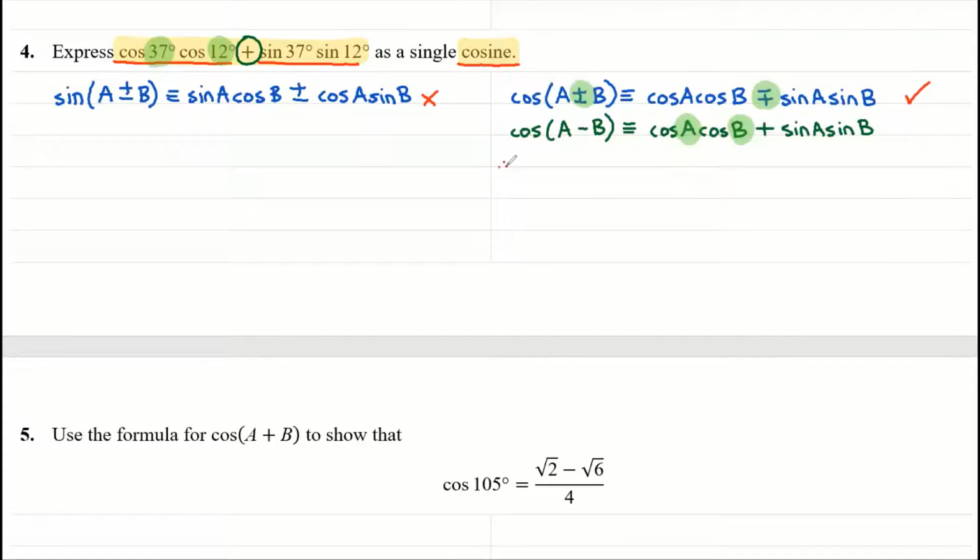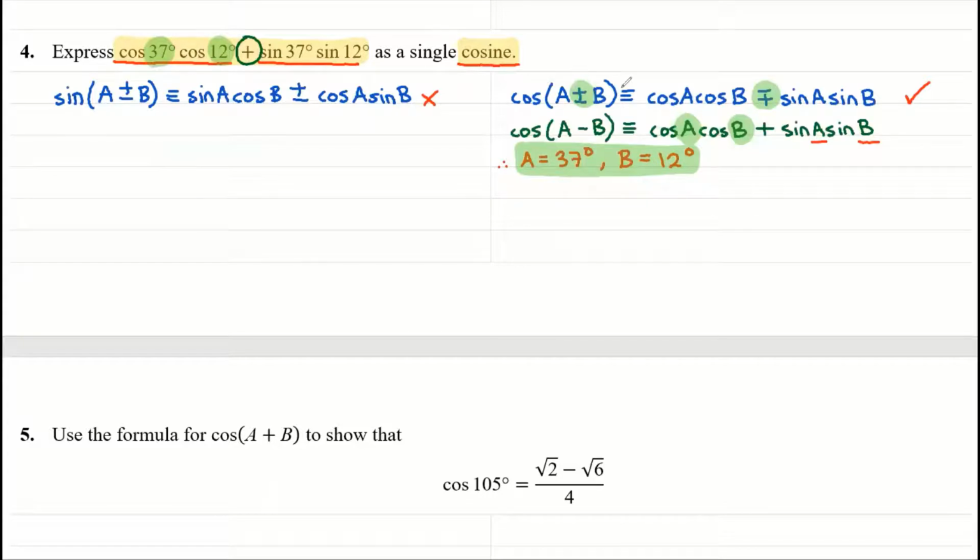So therefore, A is going to be equal to the 37 degrees, and the B is going to be equal to the 12 degrees. And you can just verify that with the sine part of it. We've got sine of 37 and the sine of 12, which of course A would be 37 and B would be 12. So we've got that information. That's the vital step, okay? Now we know what A and B are. We can use our identity now. So this expression has a single cosine equivalent.